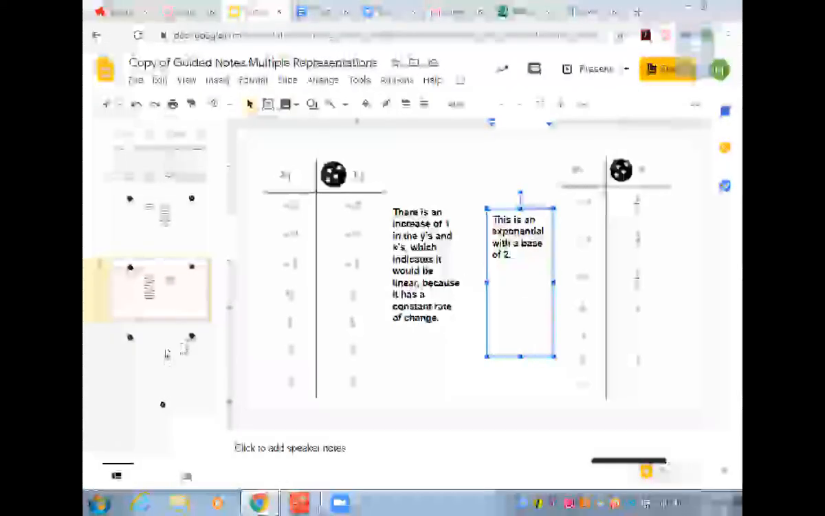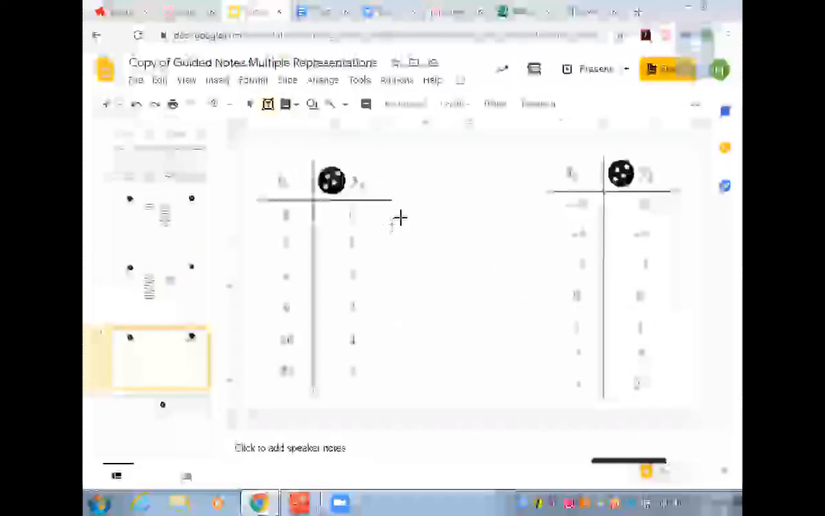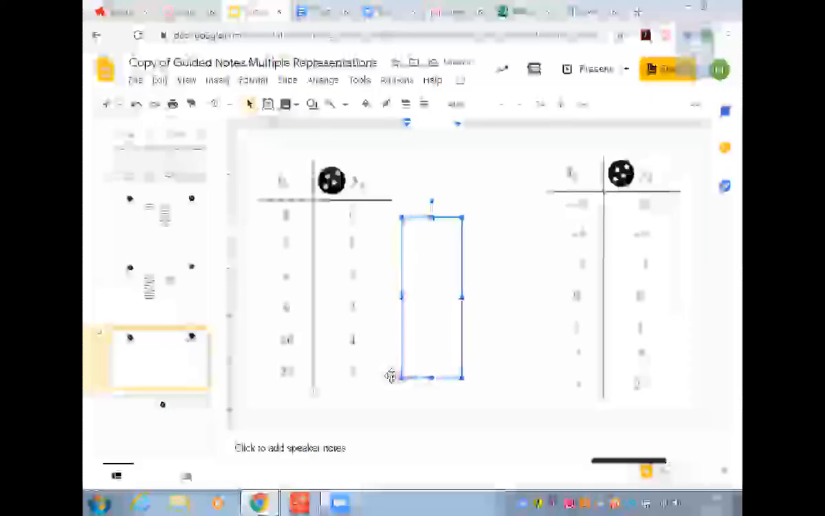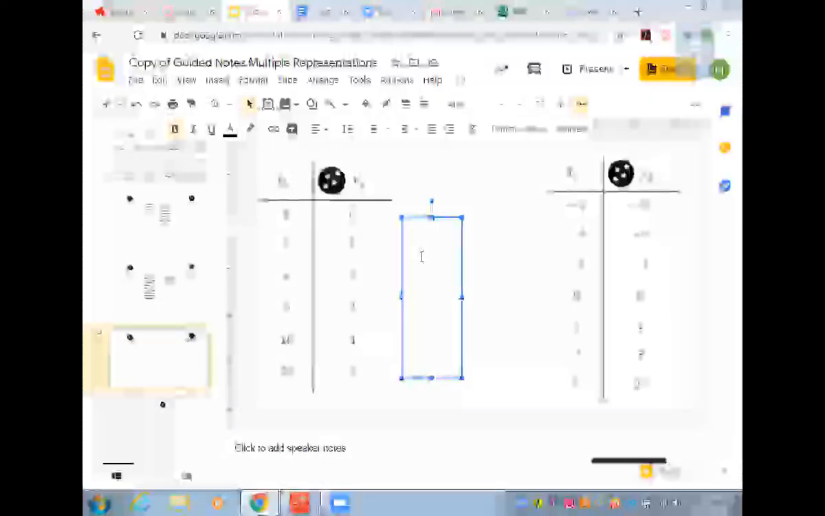All right, I've got a few more to look at here. What about this table? Square root, very good. And how did you know that? What pattern did you look for? Okay. Is there a relationship between the x's and the y's, since you said it was square root? Right, if you take the square root of the x, it would give you the y.